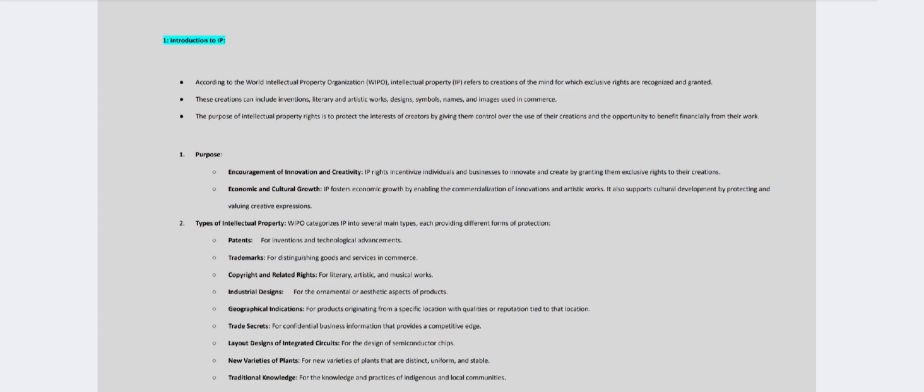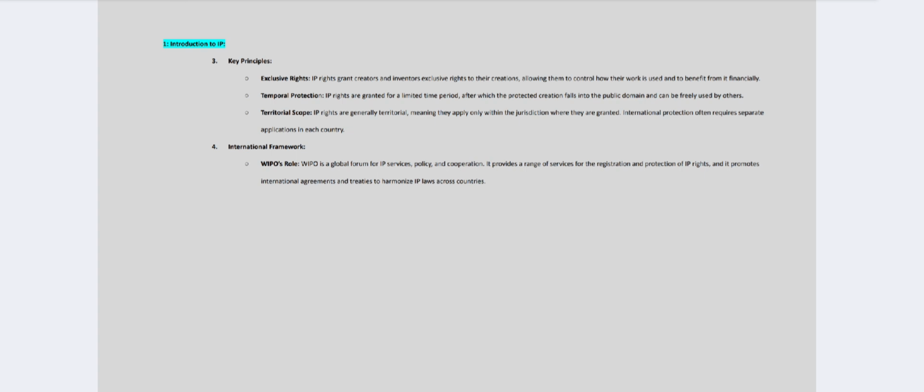layout design and integrated circuit for the design of semiconductor chips, new variety of plants for new varieties of plants that are distinct, uniform and stable, and traditional knowledge for knowledge and practices of indigenous and local communities.